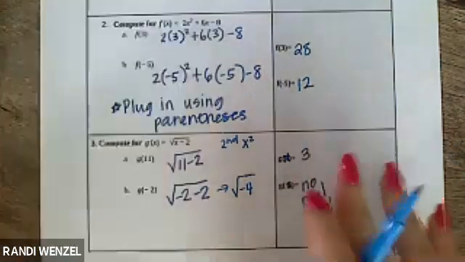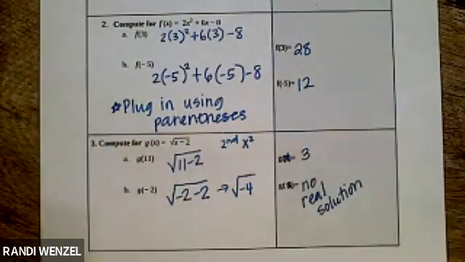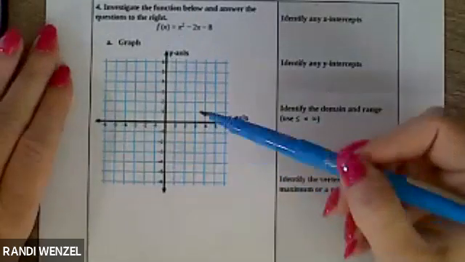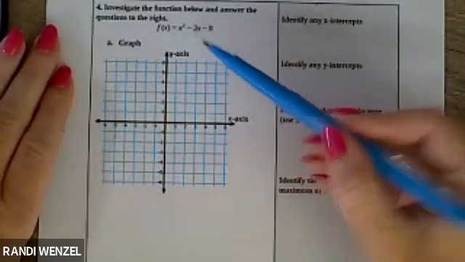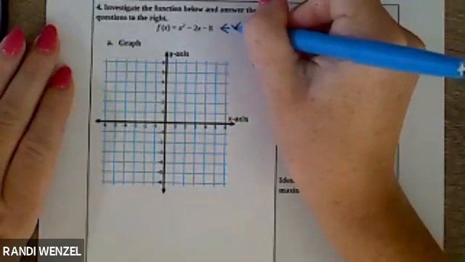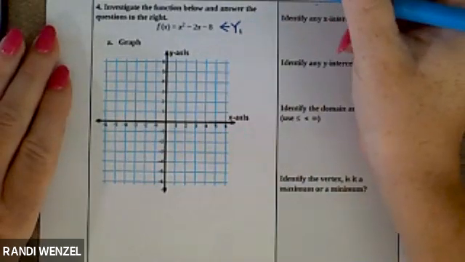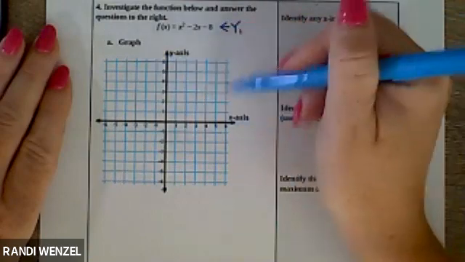Okay. So to the next page, this is covering when we talked about investigating functions. So to investigate this function, the first thing we're going to do is graph it. So I've provided you a graph. Put this in your Y1 on your calculator, and then you want to go to your table to find which points you want to plot.